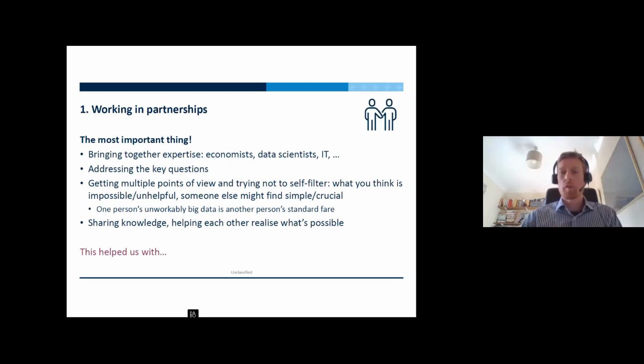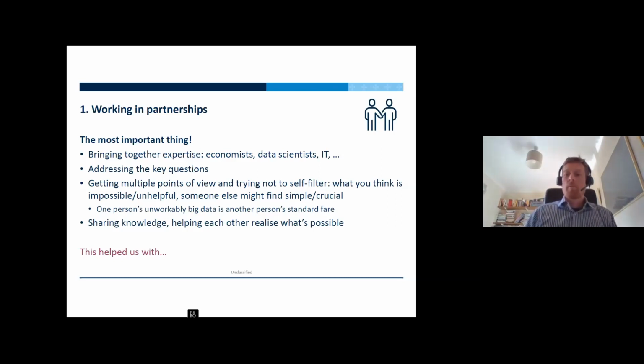So it's partly about addressing the key questions. We've got people who have various skills, but unless we all know what we're aiming for, and exactly what the most important things we're looking for are, then we can't bring them together. We're then getting multiple points of view. And at this point, one of the first key factors is trying not to self-filter. So not to go, oh, we'd really like to see this, but we know we can't have that, so maybe we should go for this instead. What one person thinks is impossible, or on the flip side thinks, well, we could get them that, but they wouldn't need that, someone else might be going, that would be amazing, or that would be really easy to do.